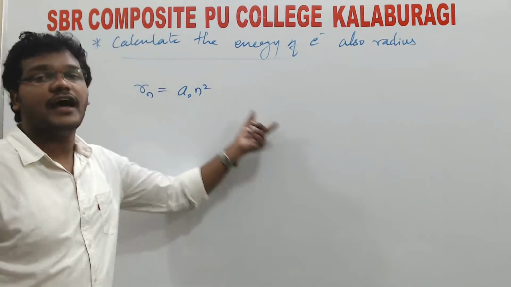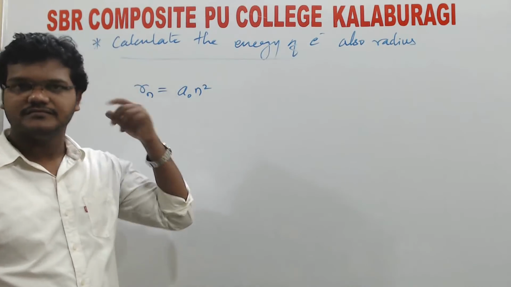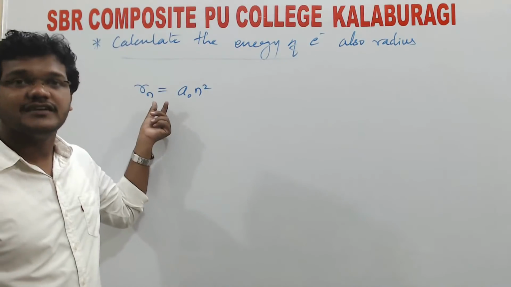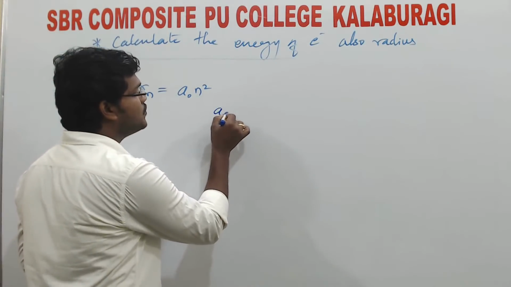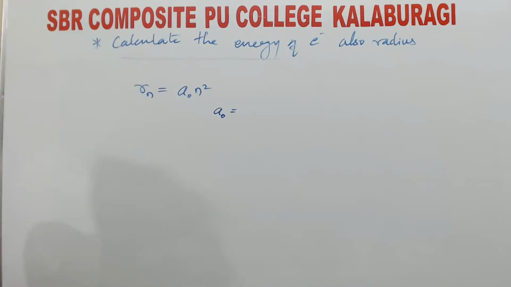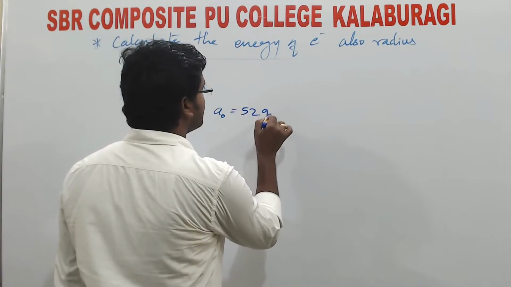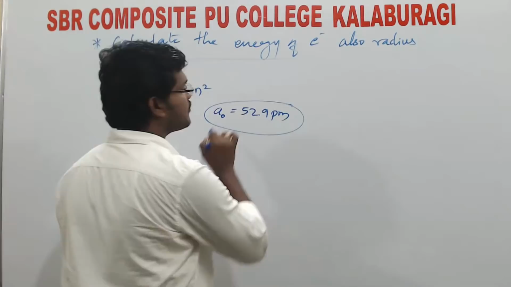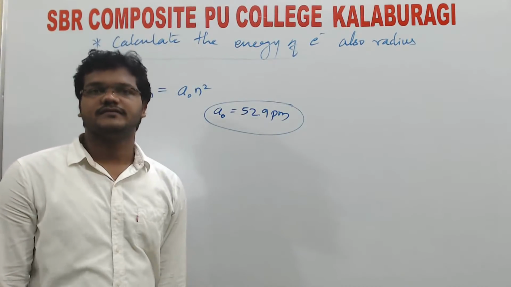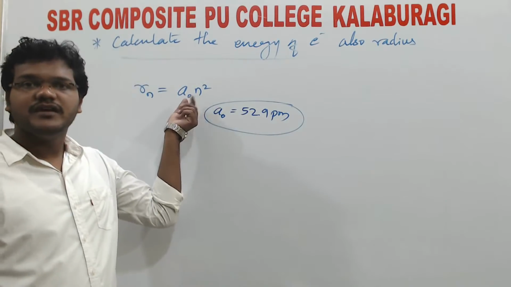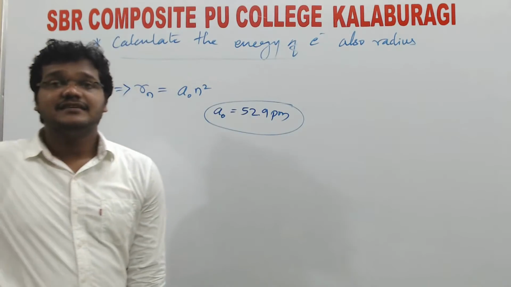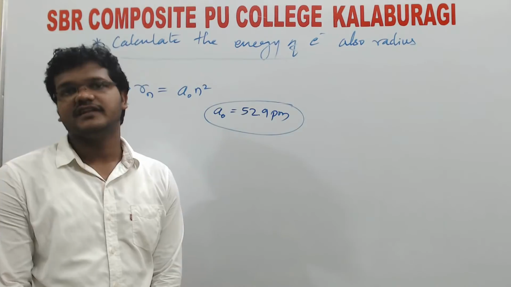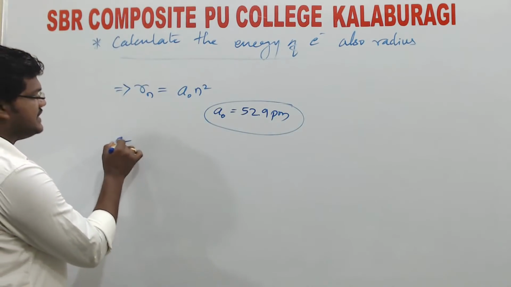So the radius of an orbit, Bohr's orbit, the first orbit. The equation used to calculate the radius for hydrogen is Rn is equal to a0 n square. Here the a0 value is 52.9 picometers. This is for the first orbit, and that is why it is called the Bohr orbit. For the second orbit, the n value will be different: 2 square, 3 square, like that. By using this, we calculate the radius of an orbit. Clear?